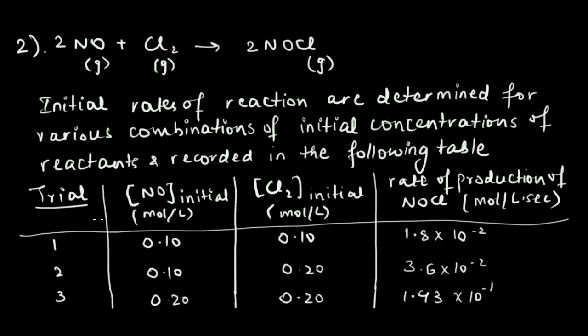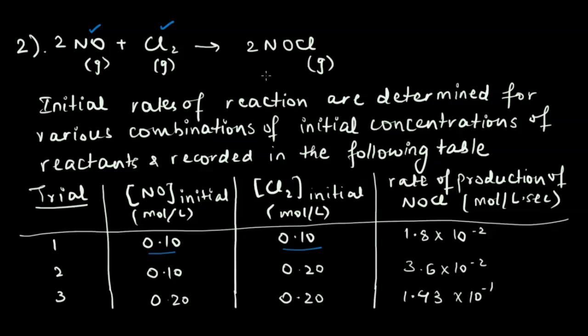Let's take up another question for the sake of practice. Let's read and understand this question first. The question says, 2NO reacts with chlorine to give 2NOCl. Initial rates of reactions are determined for various combinations of initial concentrations of the reactants. We have two reactants, NO and Cl2, and the result is recorded in this table. There were 3 trials done where the initial concentration of NO was recorded to be 0.10 and the initial concentration of chlorine was recorded to be 0.10. Units are moles per liter for both.